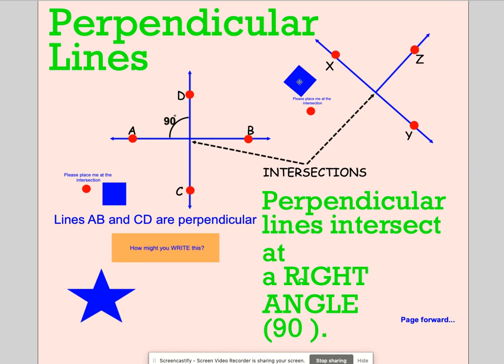In fact, I can take an object that's a square and put it at the intersection to test it. You've probably done this in your framing unit with a framing square or a T-square. So if I look at this image over here on the left, I can see that line AB is perpendicular to line DC or line CD. It's the same thing because you could reverse it. So perpendicular lines intersect at a right angle, which is 90 degrees.